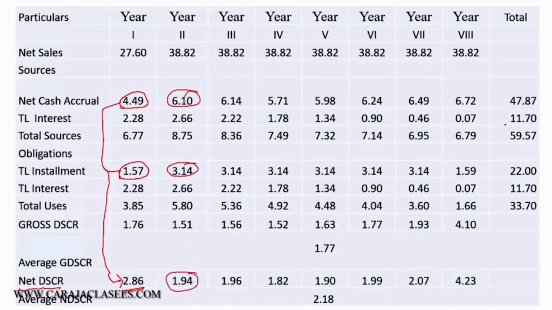Like that you can calculate for each and every year and look at the total net cash accrual 47.87. And what is the total term loan installment? 22. 47.87 divided by 22 will give you 2.18, and this is the average net debt service coverage ratio. So this is how gross DSCR, net DSCR, gross average DSCR, net average DSCR are calculated.